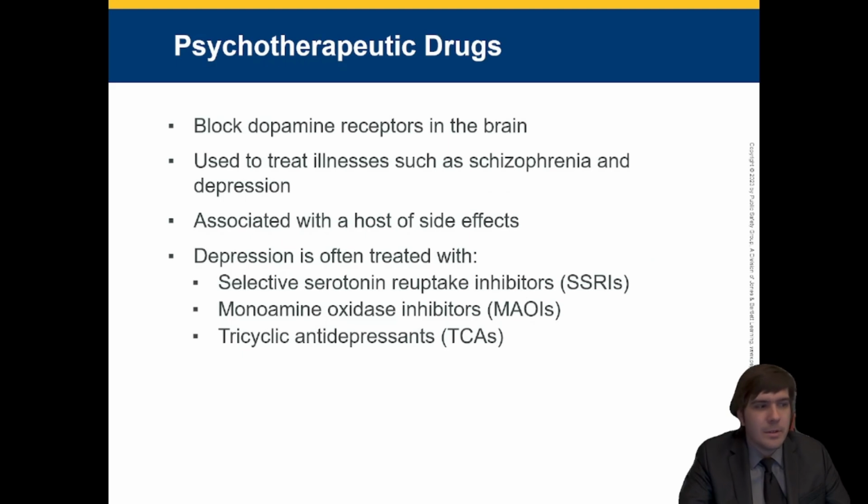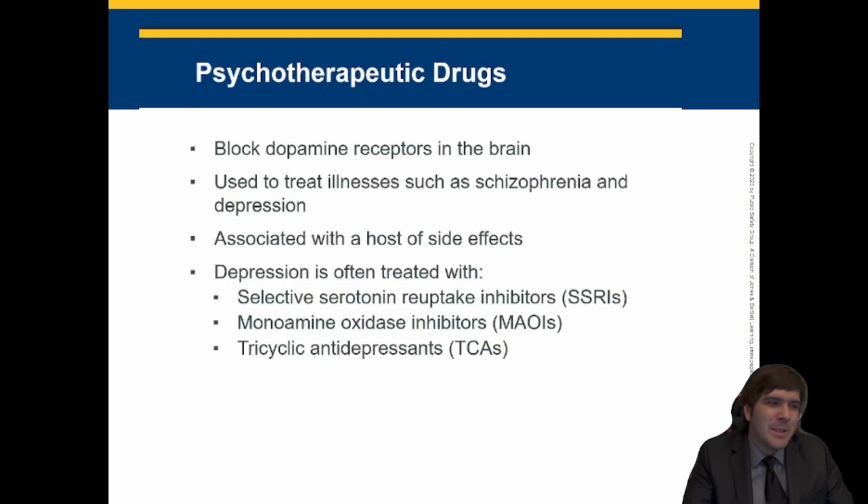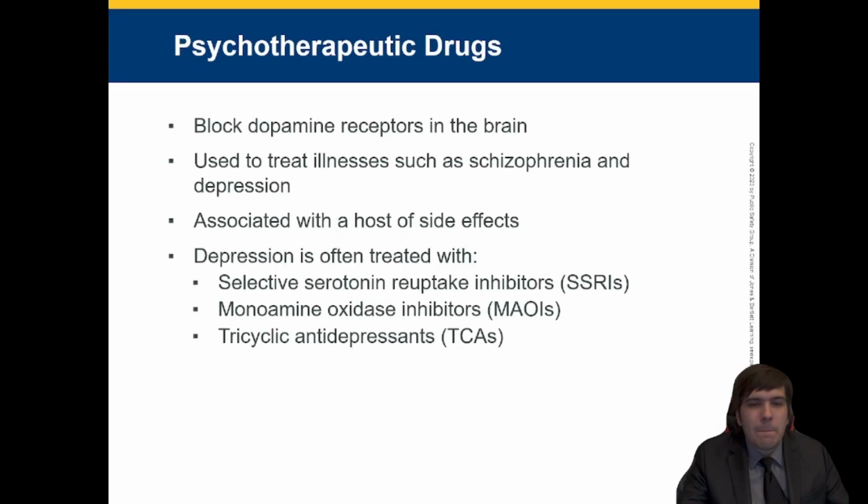Psychotherapeutic drugs. These block dopamine receptors in the brain, and are used to treat illnesses such as schizophrenia and depression. You can get a lot of symptoms like involuntary movements, tremors. There's rigidity, muscle contractions, restlessness. You may have changes in breathing and heart rate. Orthostatic hypotension can also be present, and there may be some sexual dysfunction.